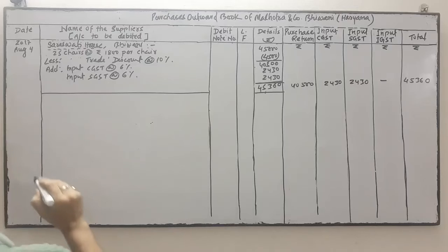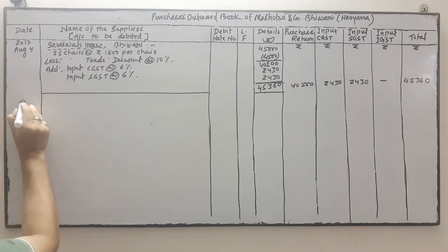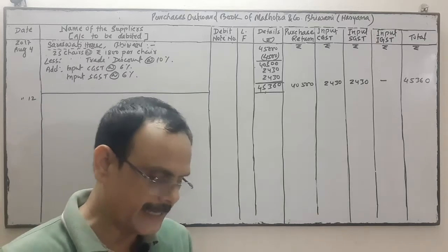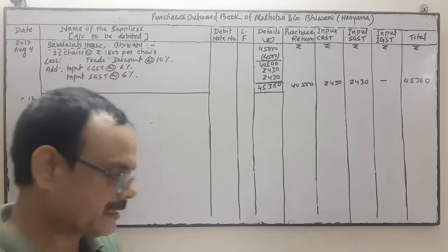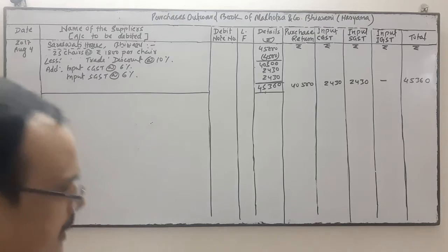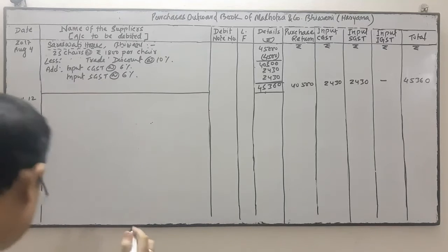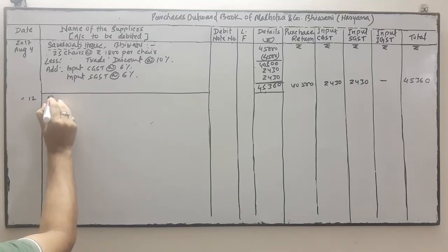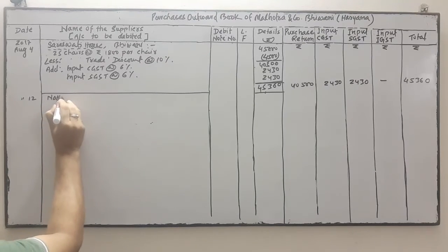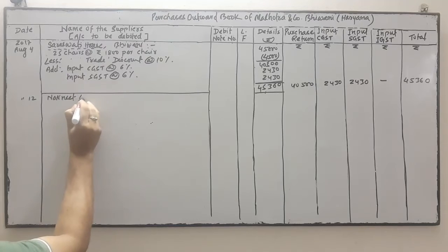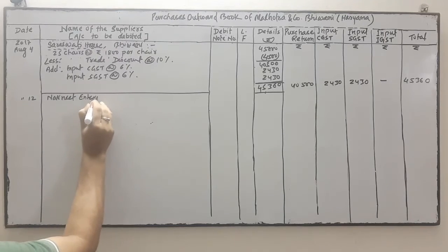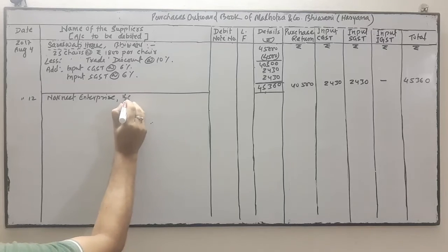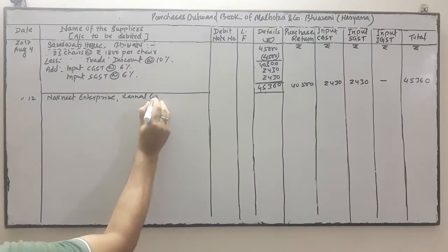So I blocked this area. Now next is on August 12. Send back one dining table to Navneet Enterprise, Karnal, Haryana. It is intra-state, within the same state. So the name of the supplier is Navneet Enterprise, Karnal, Haryana.